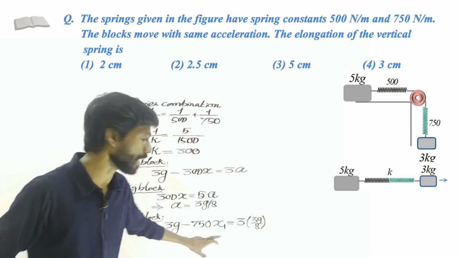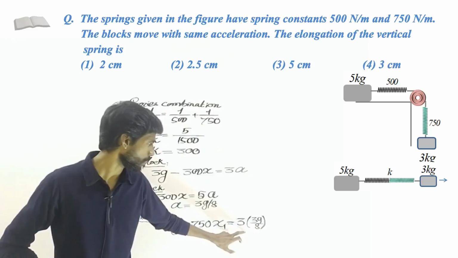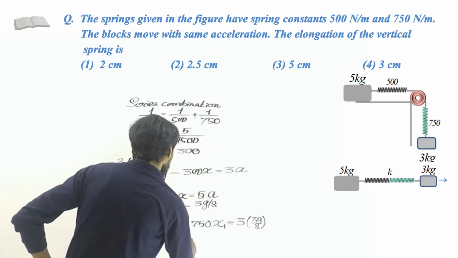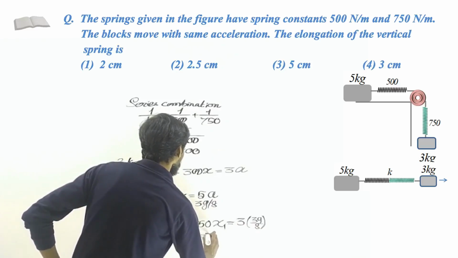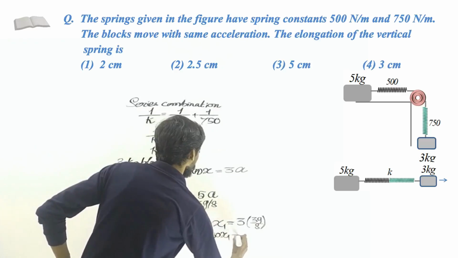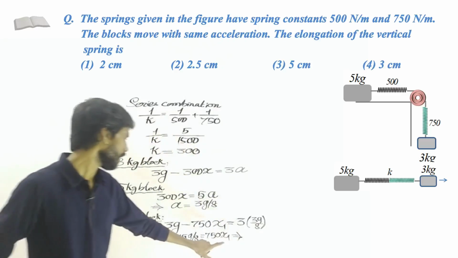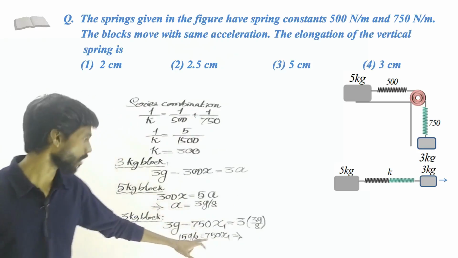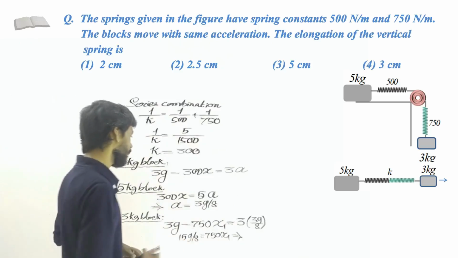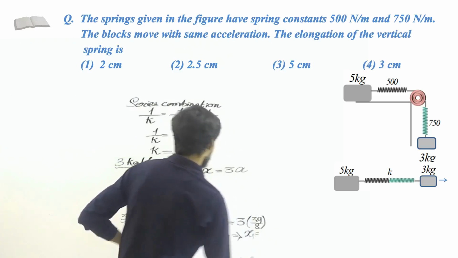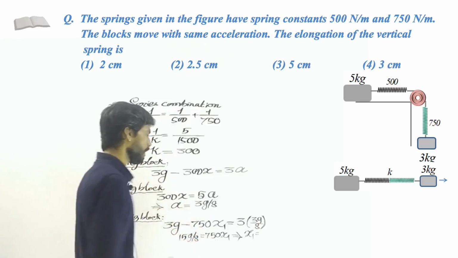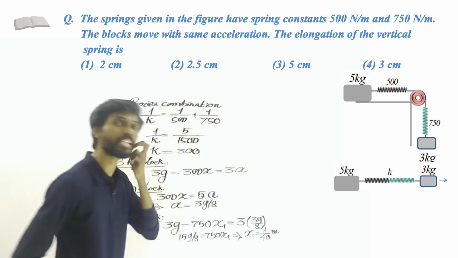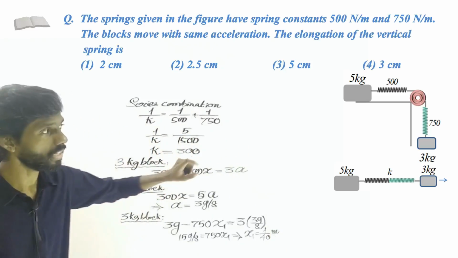Now we can find the value of this x1. Simplify this: 3g minus 9g by 8, that means 24 minus 9, so 15g by 8. So 15g divided by 8 equals 750 x1, which will give you the value of x1. You can take the approximate value of g to be 10. So 150 over 750, that means 5x1 equals 1 by 8, so x1 equals 1 by 40 meter. That is the elongation of the spring.